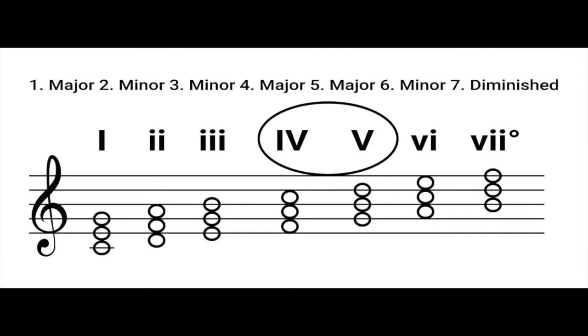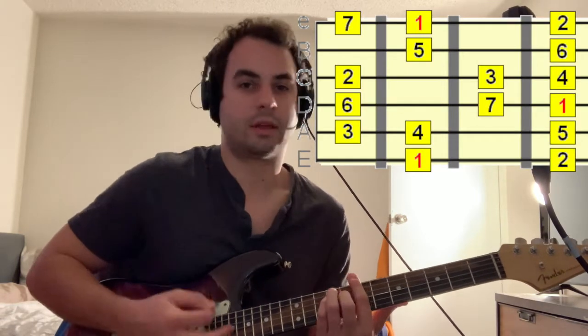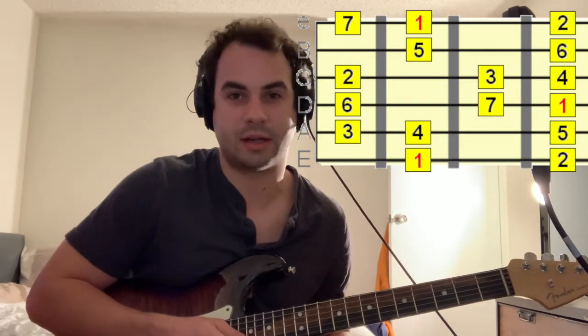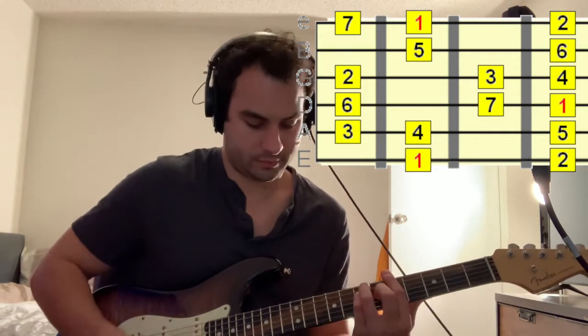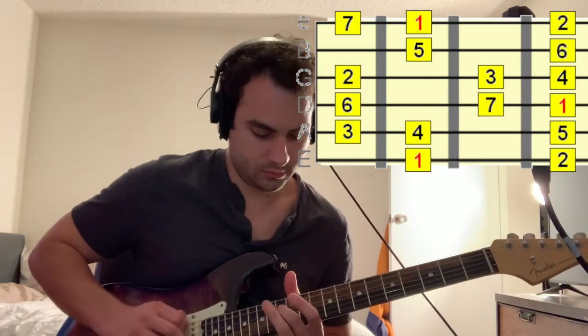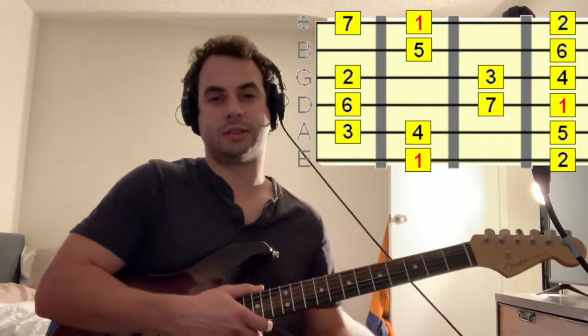5, 4, 3, 2, 1. E. And you could even... I'm just playing the E major scale over those chords. You know? So it's in the key of E.